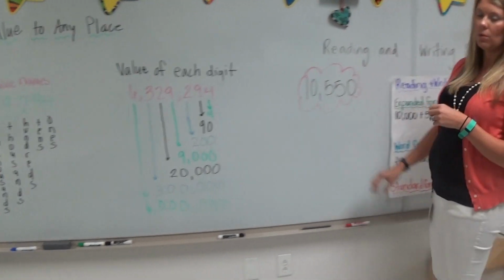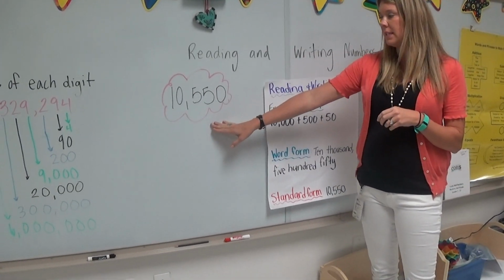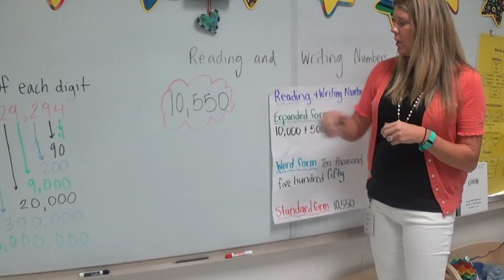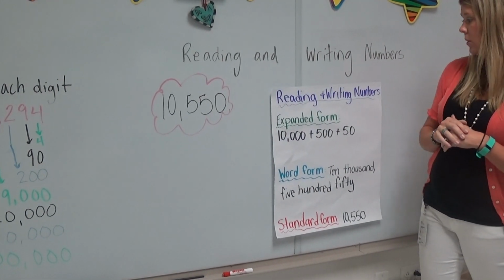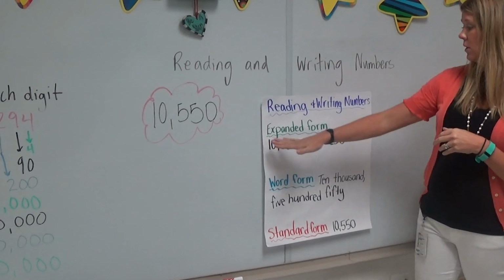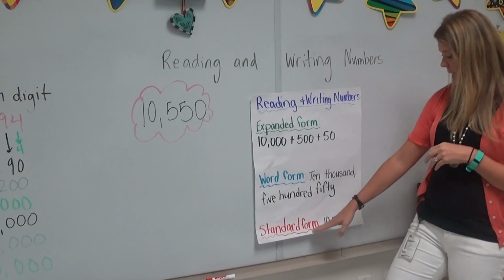And our last thing that we're working on is reading and writing numbers. So for example, we have the number 10,550. And we're going to ask fourth graders to be able to write that 3 different ways. We're going to need to read and write it 3 different ways. So we have our expanded form, our word form, and our standard form.